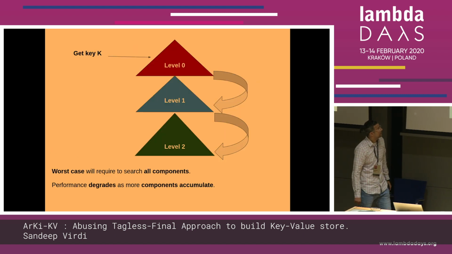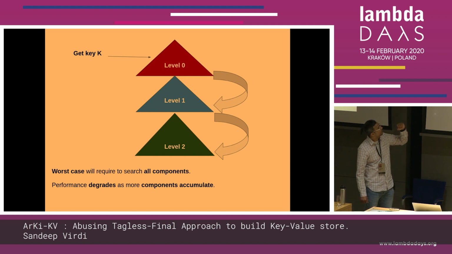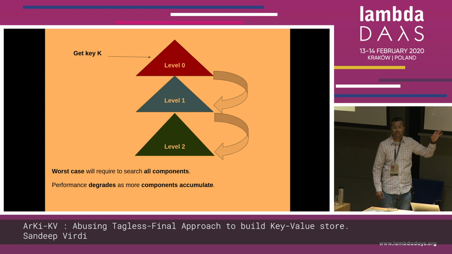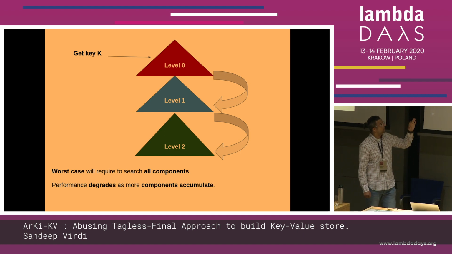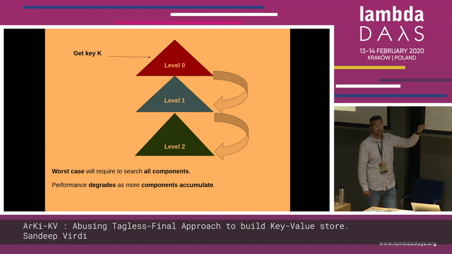So let's look at the read path in an LSM index. Say you're trying to look for key K, and it's not present in level 0, so effectively it's not present in memory. So you're going to go and read the disk components. Say there are L levels and there are T components on each level, and say the key was present on the Lth level on the Tth component. Then you'll effectively end up scanning all the components.